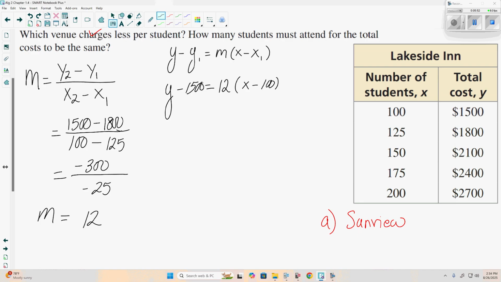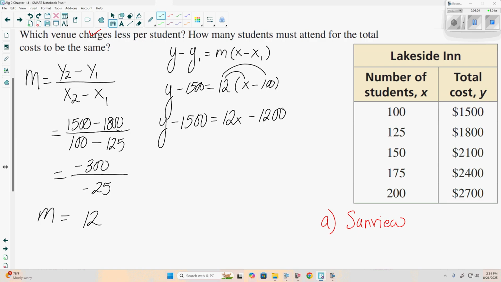Now, at this point here, we need to get y by itself. Now, y minus 1500, there is no double negatives. There's nothing we need to do on the left-hand side. On the right-hand side, we're going to have to distribute that 12. 12 times x is 12x. 12 times 100, 1200.